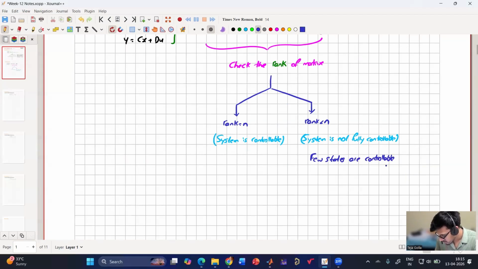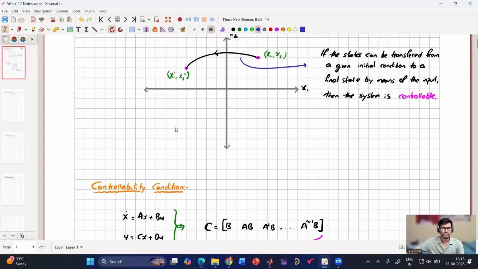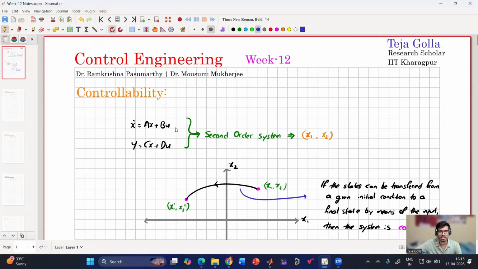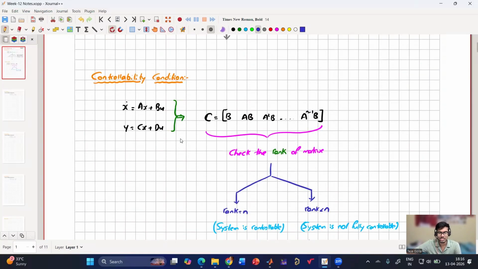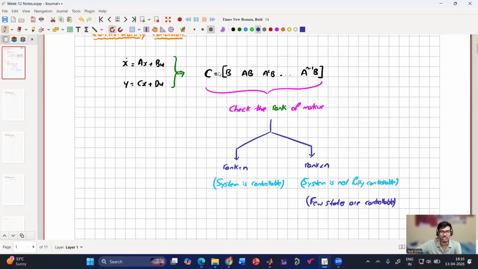Yeah. So we have discussed till now the controllability aspects. So we have seen that for a given system, what is controllability? Controllability is that if we can transfer the state from one given initial condition to a final state by means of the input, so we are trying to control the destination of the states using input. So if we are able to do that for all the states, then the system is controllable, all the states are controllable. And to check that, we'll consider this controllability matrix, which is B, AB, A square B, up to A to the power n minus 1 B, where n is the order of the system. And you have to check the rank of this matrix.